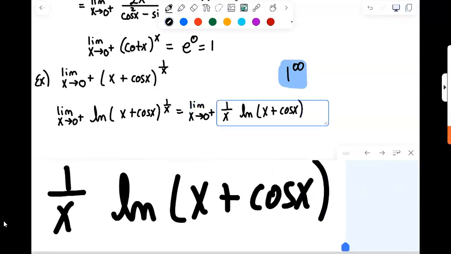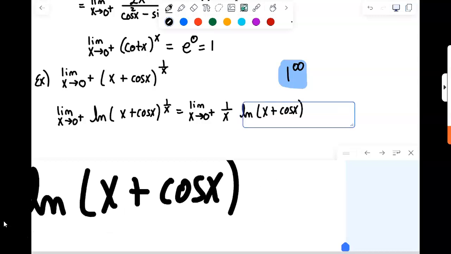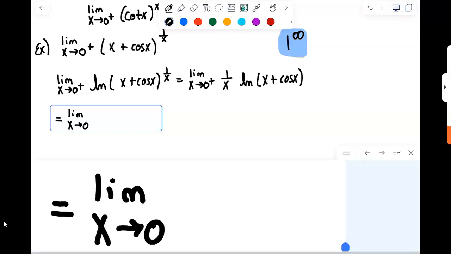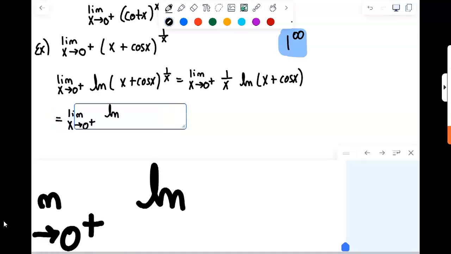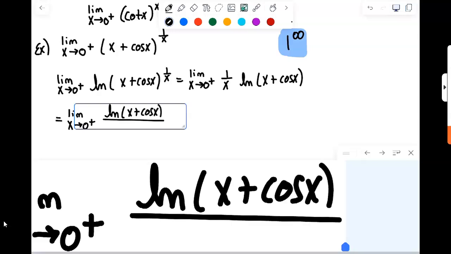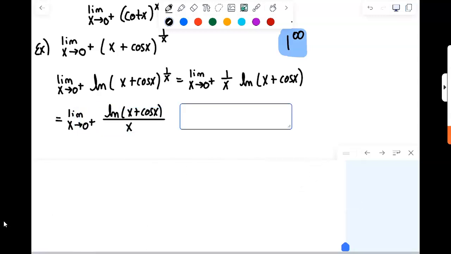Okay, so our problem is transformed from a 1 to the infinity now to a 1 over x. As x goes to 0, that would be infinity. Ln of 1 would be 0. We have an infinity times 0 limit. So remember, infinity times 0, we take one of those things over the reciprocal of the other. Well, this is definitely the more complicated thing, so we put it on top. Limit as x goes to 0 from the positive direction of the ln of x plus cosine x all over the reciprocal of 1 over x, which would be x. And so that transforms our problem into a 0 over 0 limit.